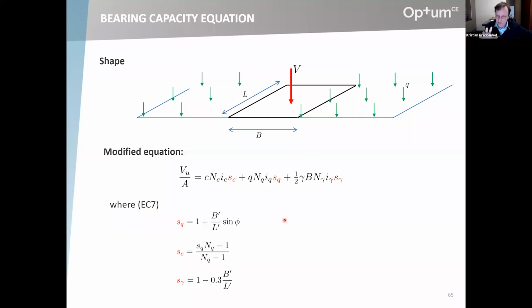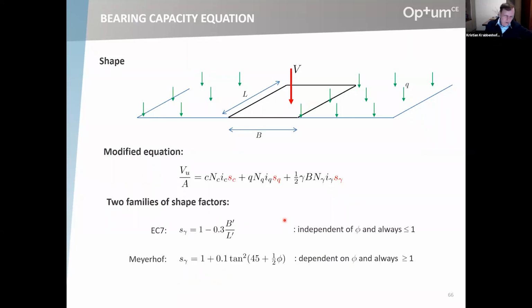Where things get a little bit tricky and a little bit messy is when it comes to comparisons with numerical analysis in general. Because you will see that there are two families of shape factors, I think is fair to say. One set of shape factors that are fairly large, and then another set that are fairly small. That is well illustrated by the shape factor S gamma. Eurocode 7 says that it's 1 minus 0.3 times B on L. So it's independent of the friction angle, and it's always less than or equal to 1.